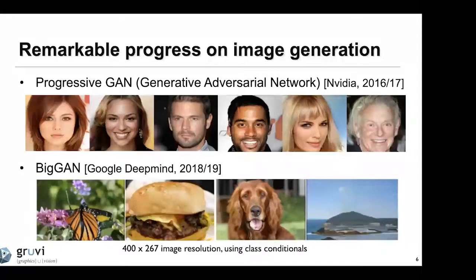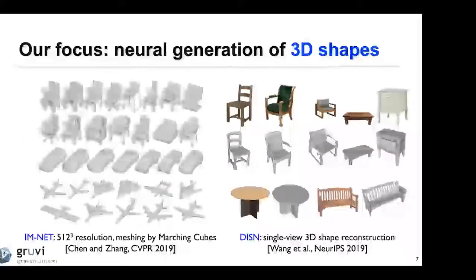Now, in contrast, these are some of the best methods that are able to generate 3D shapes, either from a single image, essentially a single-view reconstruction, or like a GAN that is able to generate 3D shapes. If you look at the detailed quality, it is certainly far behind image generation.